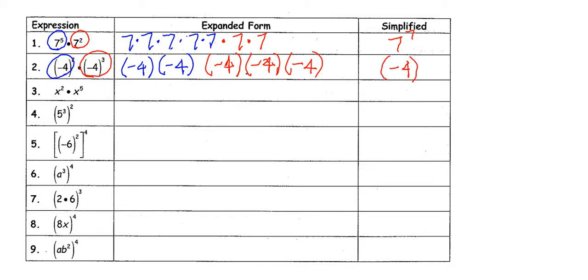All right, so then if you count how many -4s there are, there are 5. So we keep -4 as the base, and we write 5 as the exponent. Same idea, x squared. We have x times x times x to the 5th, so multiply 5 more x's. So our base is x, since that's what we rewrote, and we rewrote it 7 times. X to the 7th power.